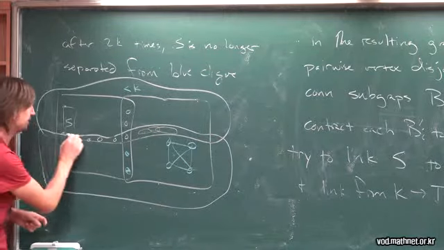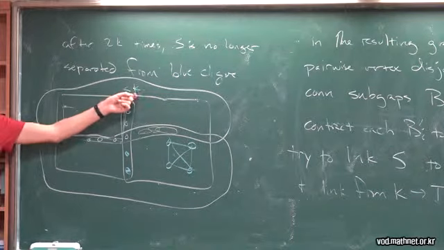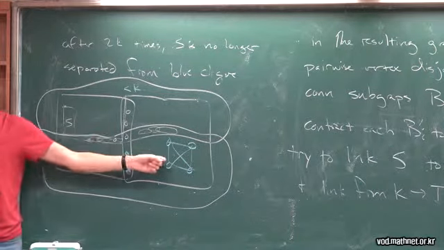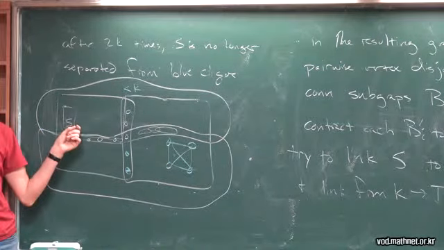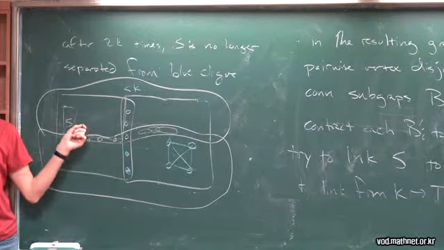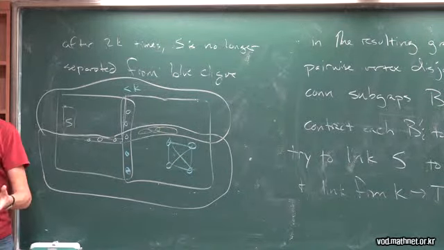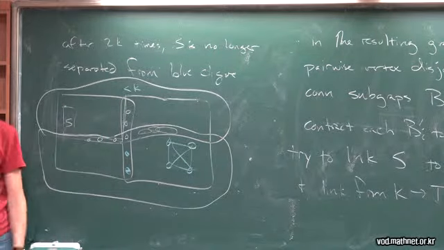But now look at this cut here. That's a vertex cut in the original graph separating S from everything blue. And every vertex in that cut set is a real vertex of the graph. Moreover, it has size at most 2k. So if I pick my strong connectivity to be 2k in the original graph, I just got a contradiction.